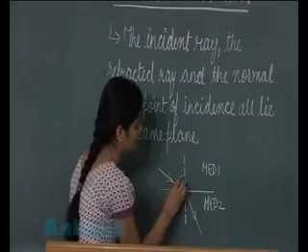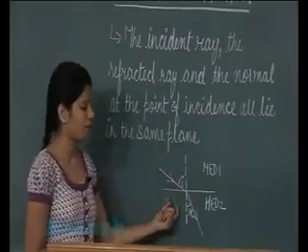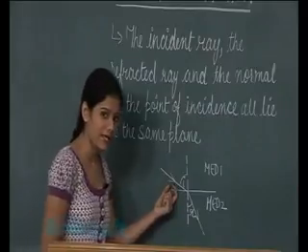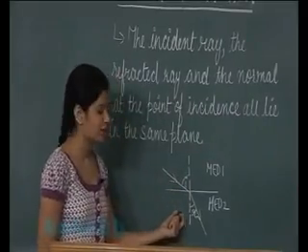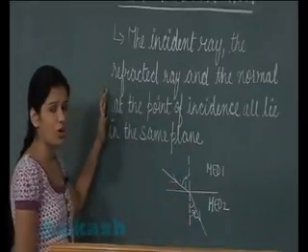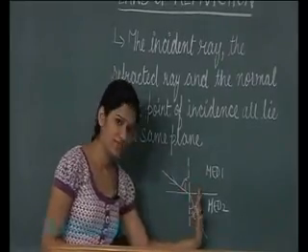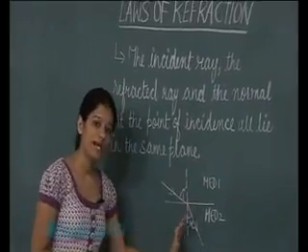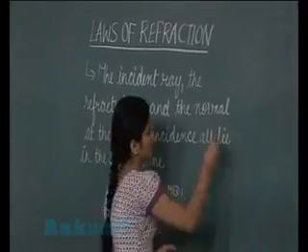This is the angle of incidence and this is the angle of refraction. Angle of incidence is denoted by I and angle of refraction is denoted by small r. According to the first law of refraction, the incident ray, normal and the refracted ray all lie in the same plane at the point of incidence. Now we will discuss the second law.